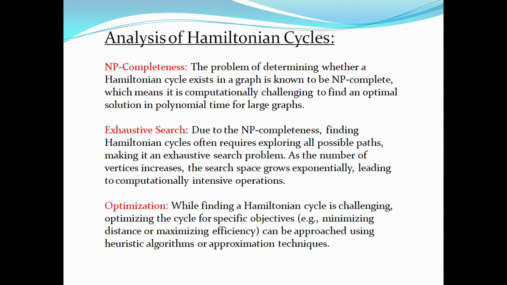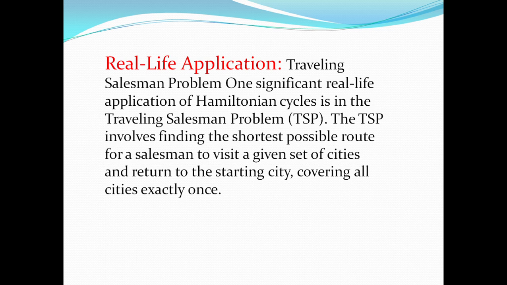Optimization. While finding a Hamiltonian cycle is challenging, optimizing the cycle for specific objectives, such as minimum distance or minimum effort, can be approached using heuristic algorithms or approximation techniques. The real life application of Hamiltonian cycle is as follows.